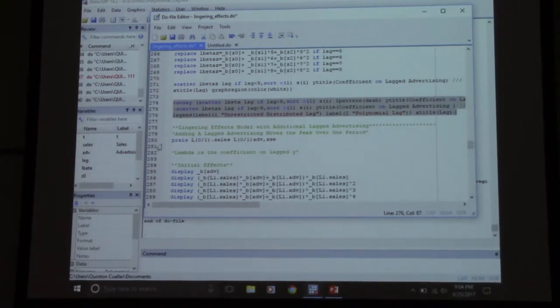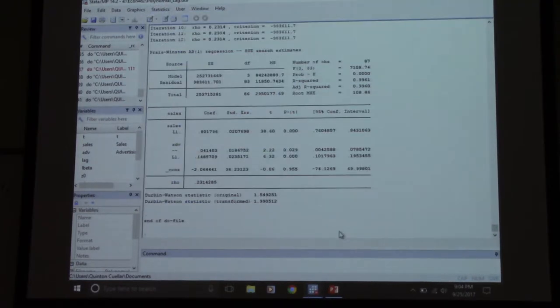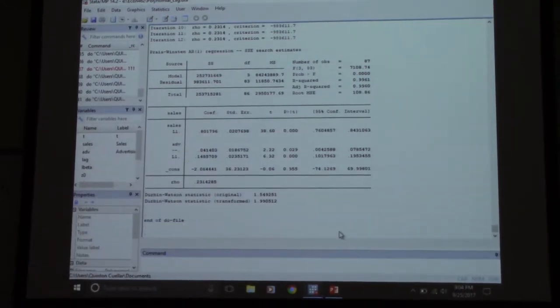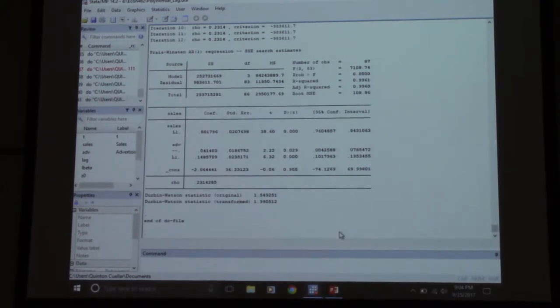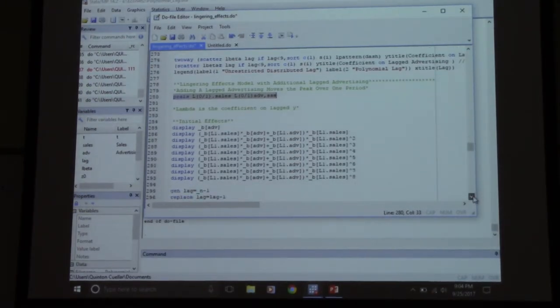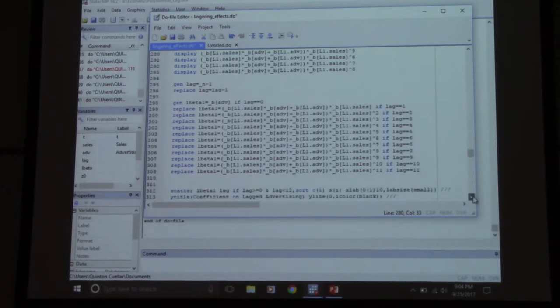So let's run the lingering effects model. And remember that the coefficient on lagged sales is our carryover effect, which is pretty high. Now it's 0.8. Let's see what this looks like. And again, notice we got a pretty nice, pretty insane R squared. Let's graph these things.